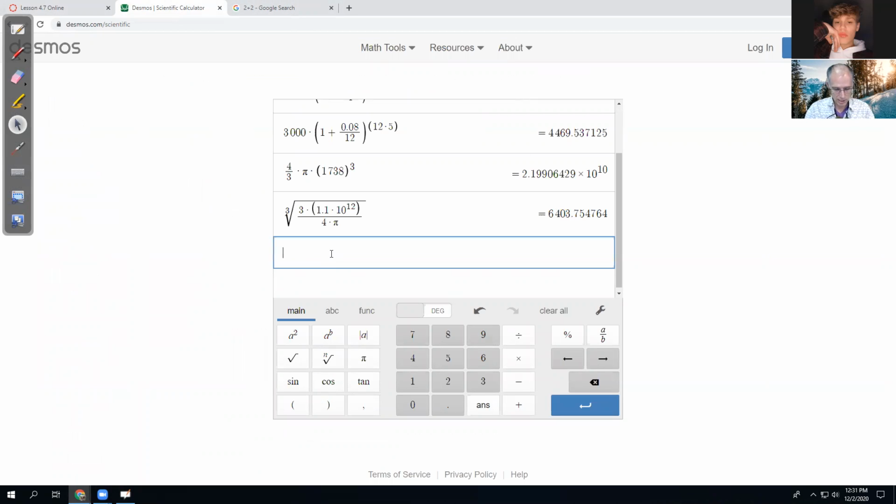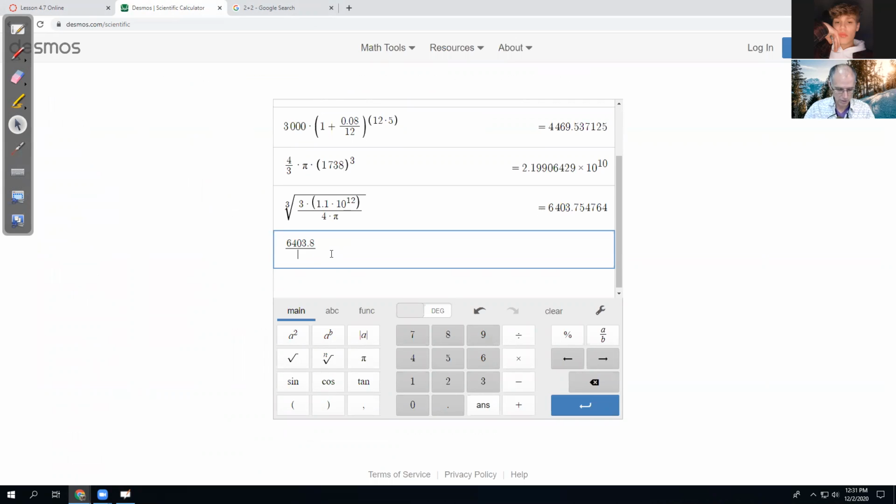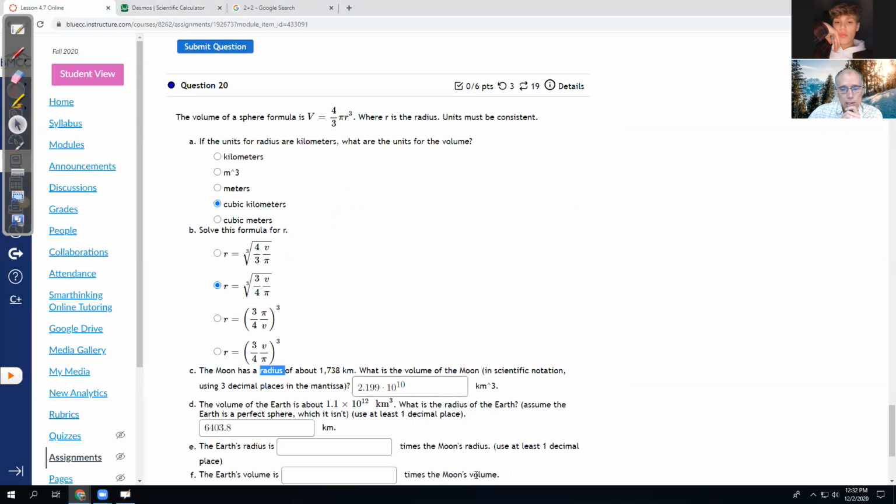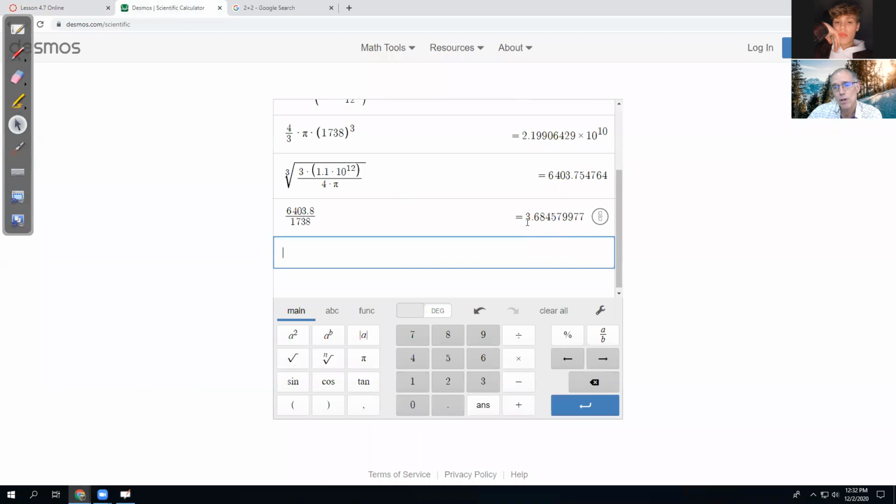So what happens if I take 6,403.8 and divide by 1,738? I get the Earth has a radius that's about 3.7 times bigger. How many decimals would we like? It said use at least one decimal place. So the Earth's radius is about 3.7 times bigger.